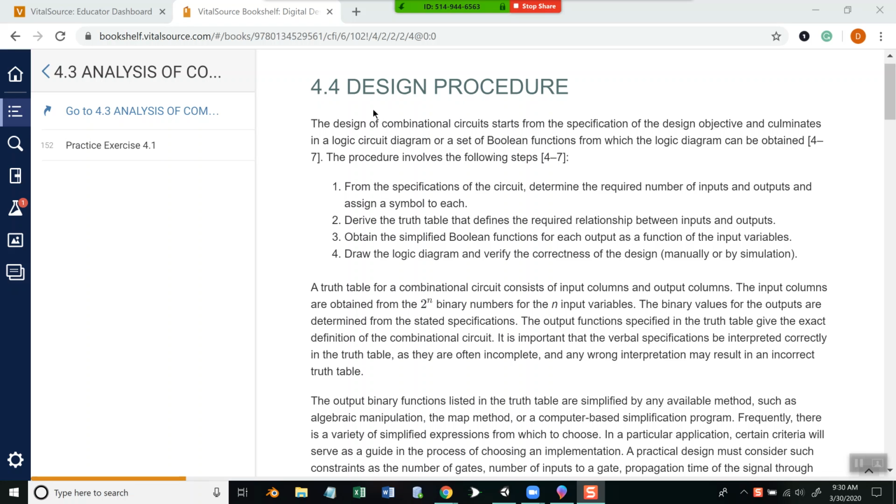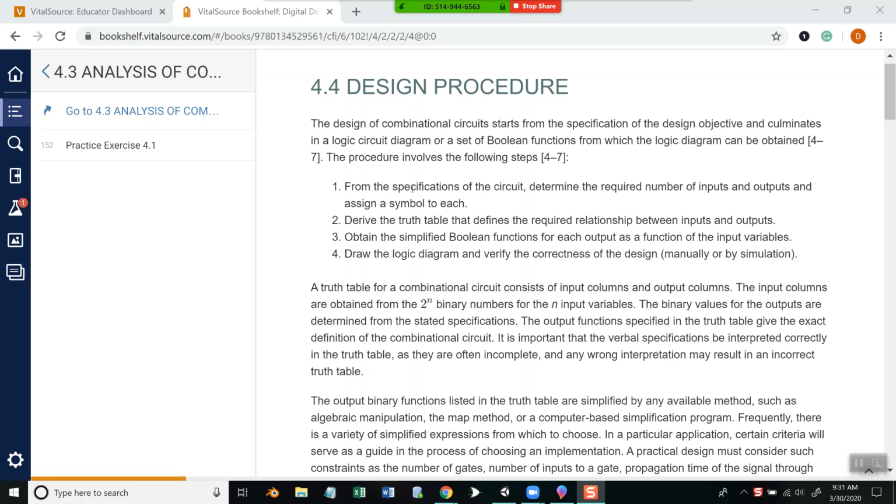Section 4.4. We've talked a little bit about these items, but the design of combinational circuits starts from the specification of the design objective and culminates in a logic circuit diagram or set of Boolean functions from which the logic diagram can be obtained. And this procedure involves the following steps.